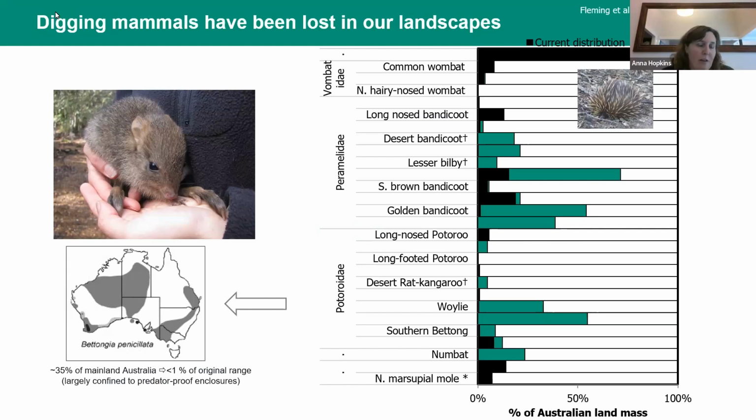The map on the left shows that further. So that's a little Woylie there. And you can see that its distribution used to be in that grey area all throughout Australia, but it's now just found in this tiny little area of black in the southwest of Western Australia.